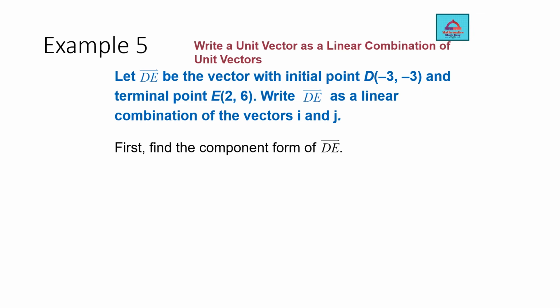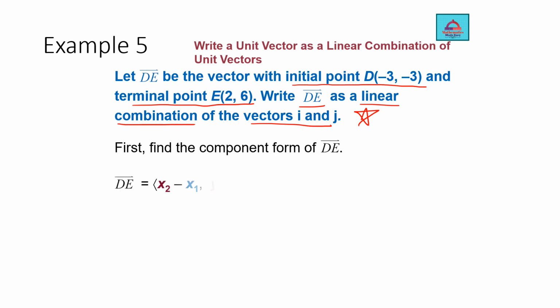So you are given a vector DE with the initial point. Let me highlight with a different color. The initial point D is given, the terminal point E is given. You need to write this DE as a linear combination of vectors. Very, very important.